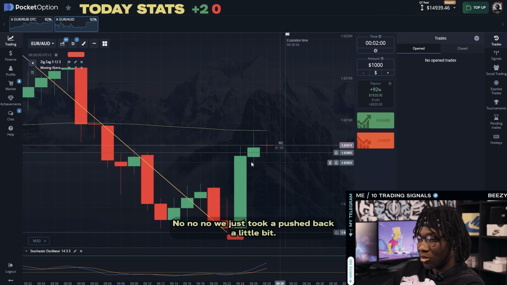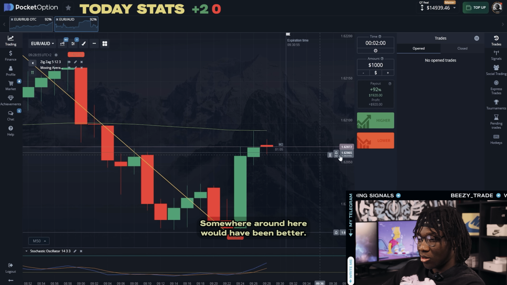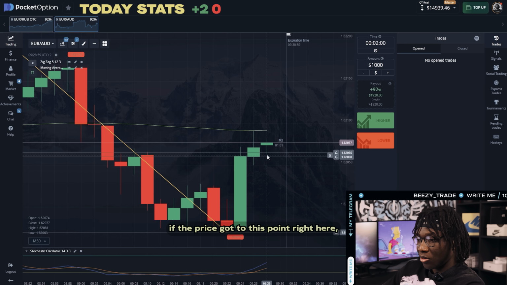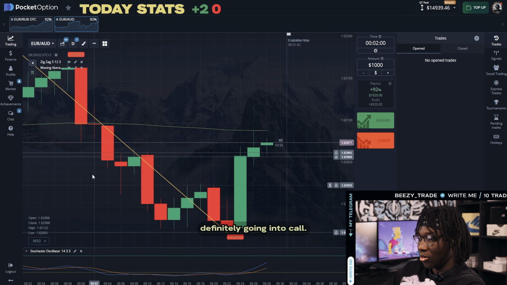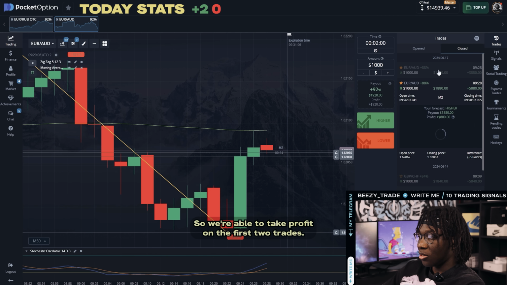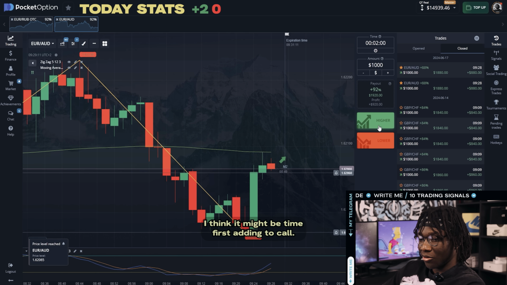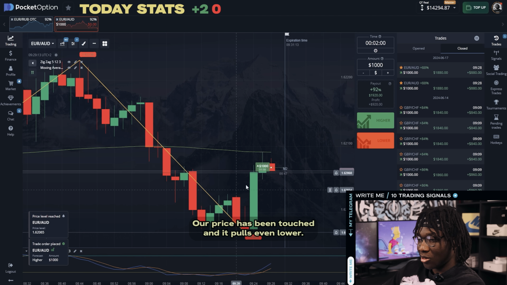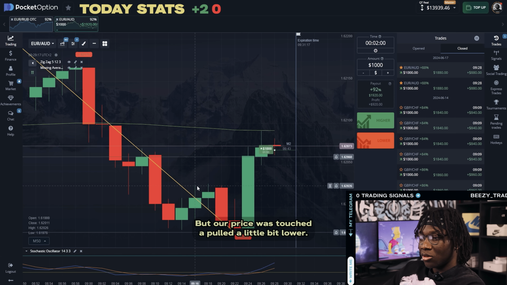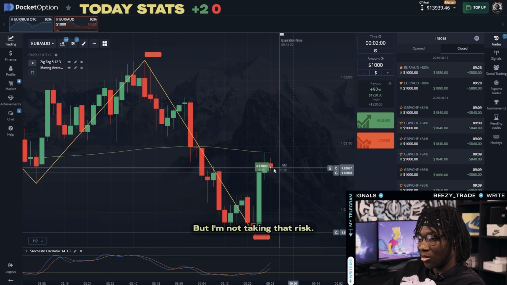No. We do see it push back a little bit. We should have entered earlier. Somewhere around here would have been better, honestly. If the price got to this point right here, definitely going into a call. So we're able to take profit on the first 2 trades. Quick little $880. Right now, I think it might be time for us to enter into a call. Our price has been touched, and it pulls even lower. It pulled a little bit lower, but I'm not taking that risk.